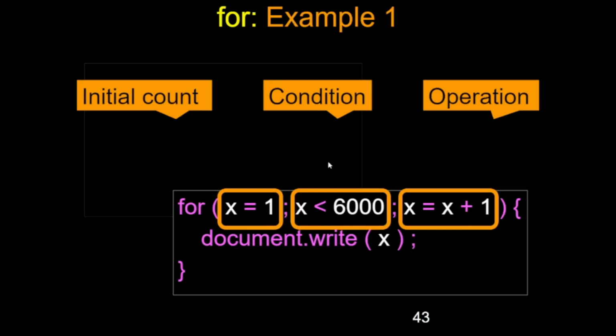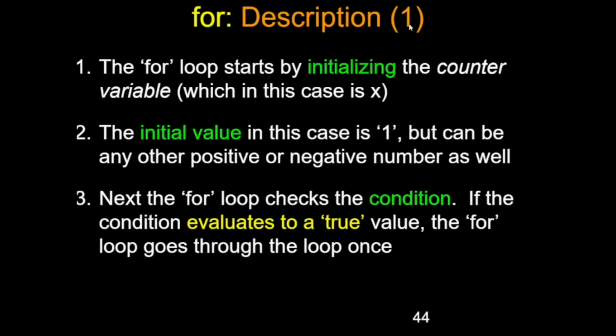So here is the initial expression, here is the condition, and here is the operation, that means the update. Okay, so here is the for loop description. Now this is the first description, and you have to listen to this very carefully. Number 1, the for loop starts by initializing the counter variable, which in this case is x. As you can see in the example, it starts with the initial expression x equals 1.